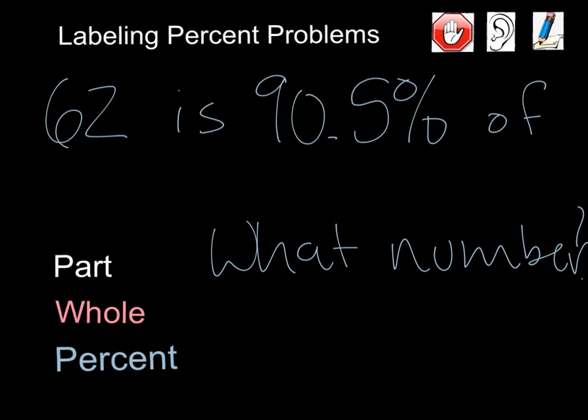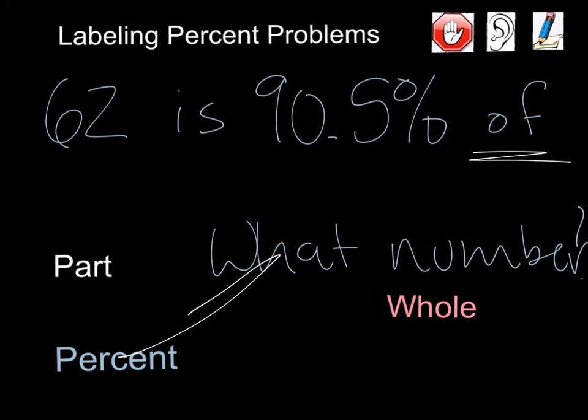And so now again, we're going to use those same tools we used. We know that the whole comes after the word of, so we have the word of here. We don't have a number, so that's our unknown. So here in this case, my whole is my unknown number. And then we're going to put in 62 is 90.5%.